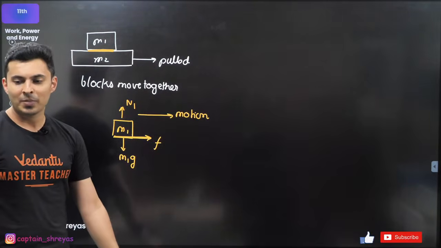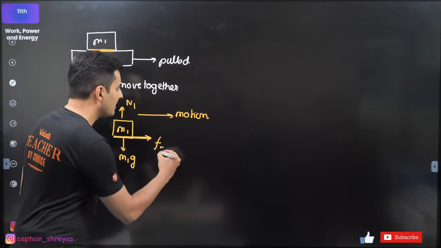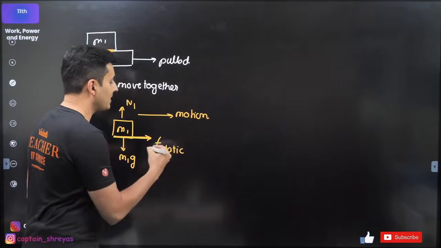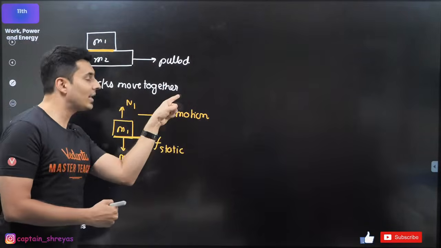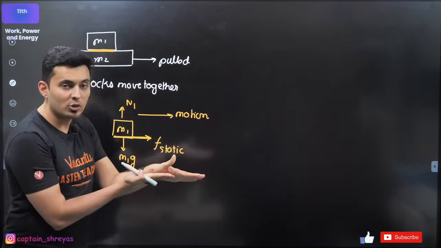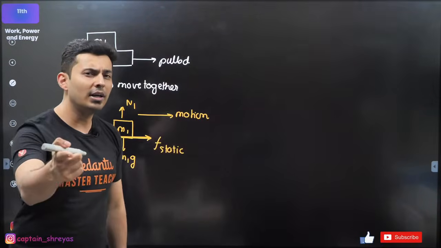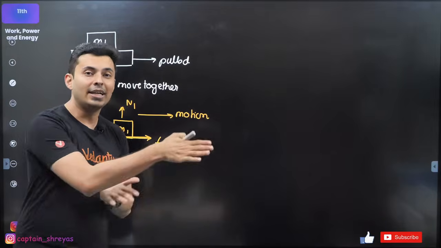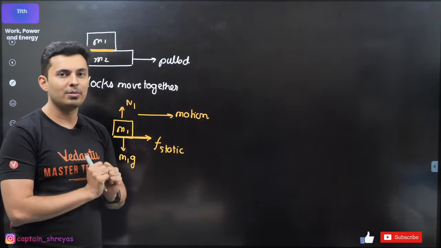True, Kalyan. So this friction has to be static in nature. Why is it static? Because they move together. Is there any kind of relative motion? Definitely not. If there is no relative motion, how can there be kinetic friction? So that friction has to be static.